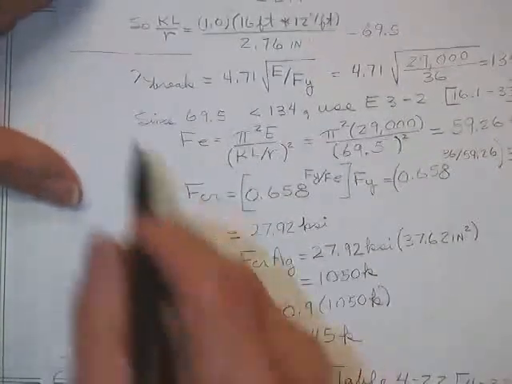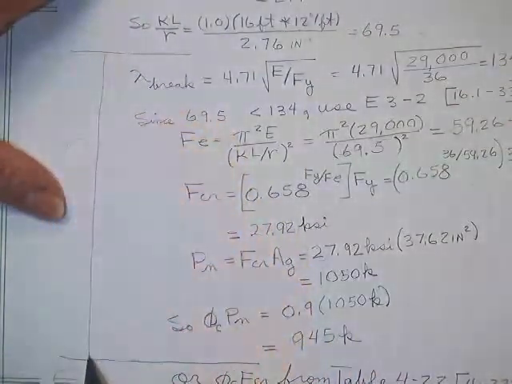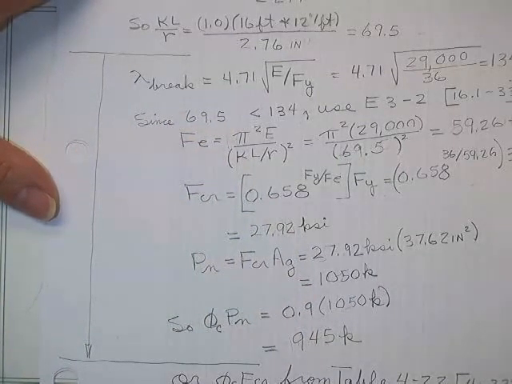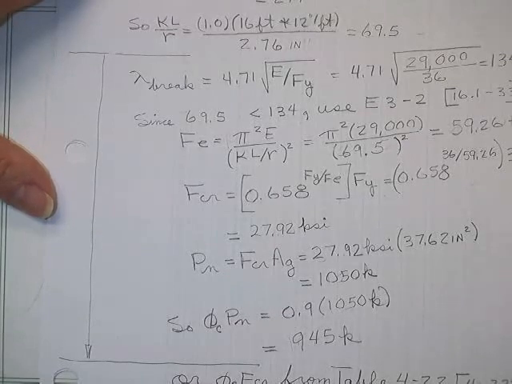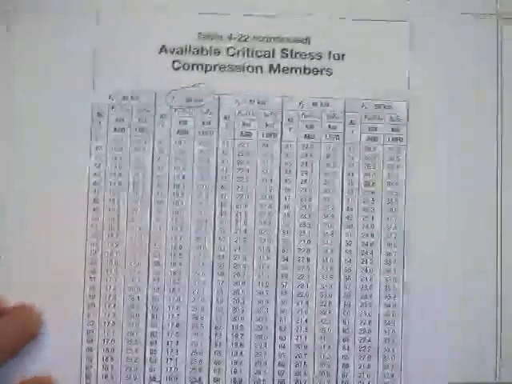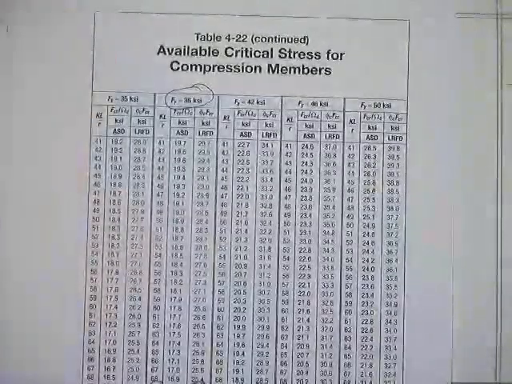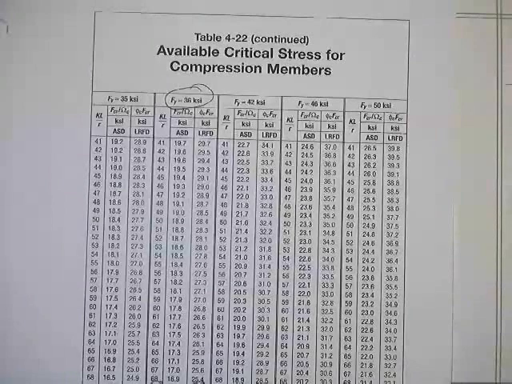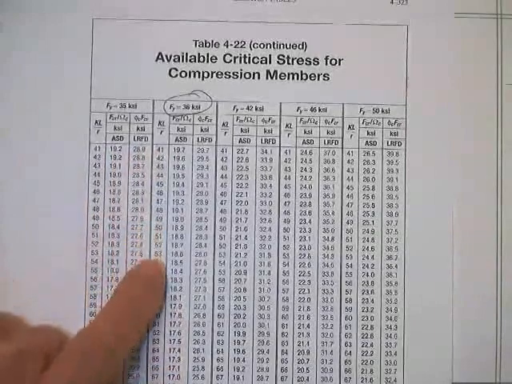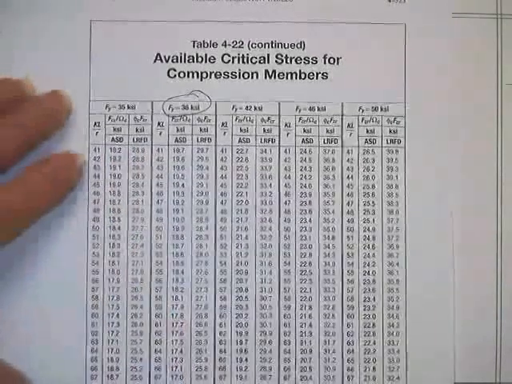A couple of you said, if you don't mind, I'd like to not do all that work. How did you not do all that work? Okay, well, the person who was smart enough not to do all that work is not going to brag about it, or they didn't come. There's a table. Tells you the answer. It doesn't have a breakpoint. It's in there. I don't know where it is, but once the KL over R gets to a certain number, it stops using one equation, it starts using the other equation.